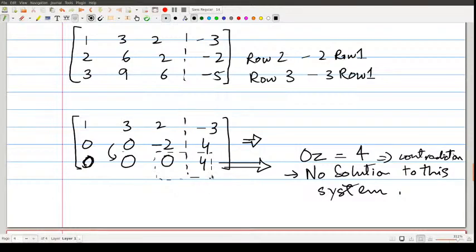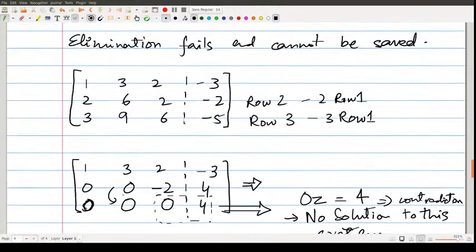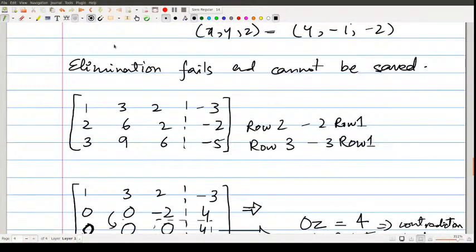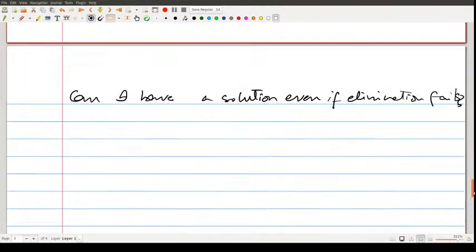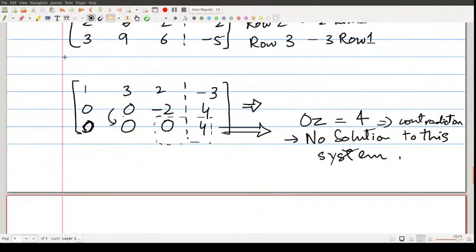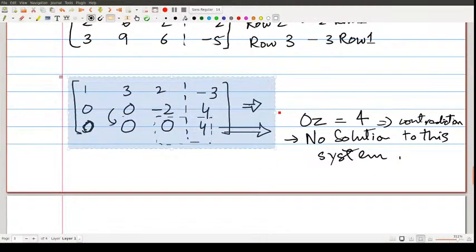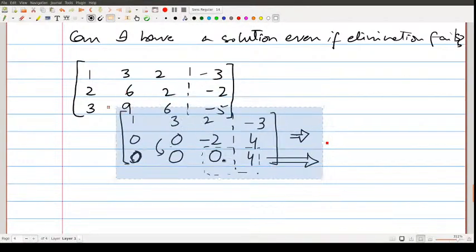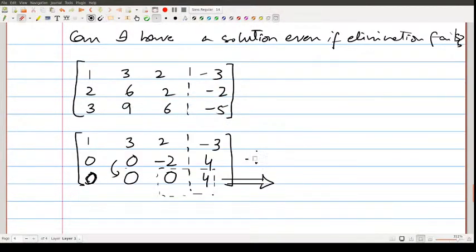And the way that I can avoid this contradiction is if this was also 0, because 0 times z, I know I can put any value of z here and I will get a solution. And so let's do that. Let's take this system one more time and find a system where I can do this. I have this system, I know that I can convert it into this system, and I want to make this last entry 0 as well.